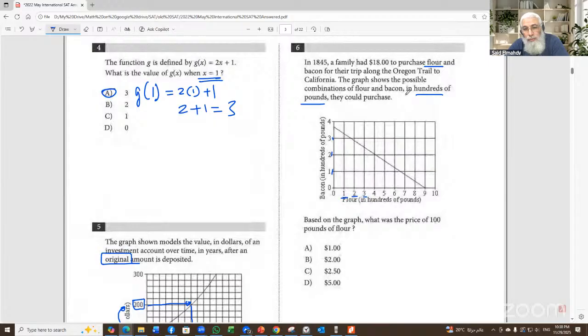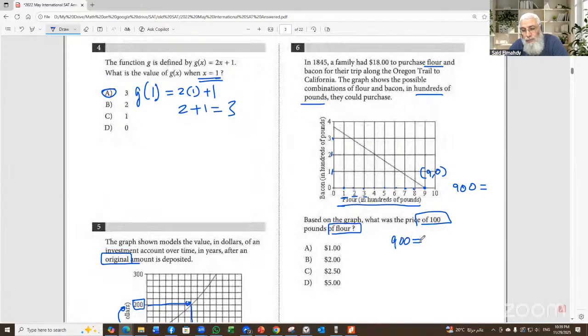The question is asking about, based on the graph, what was the price of 100 pounds of flour? So 100 of flour, this is 100, 200, 300, 400, 500, 600, 700, 800, 900. So 900 pounds of flour is equal to how many? This point is 9, 0. So 0 bacon and 9 or 900 pounds of flour.